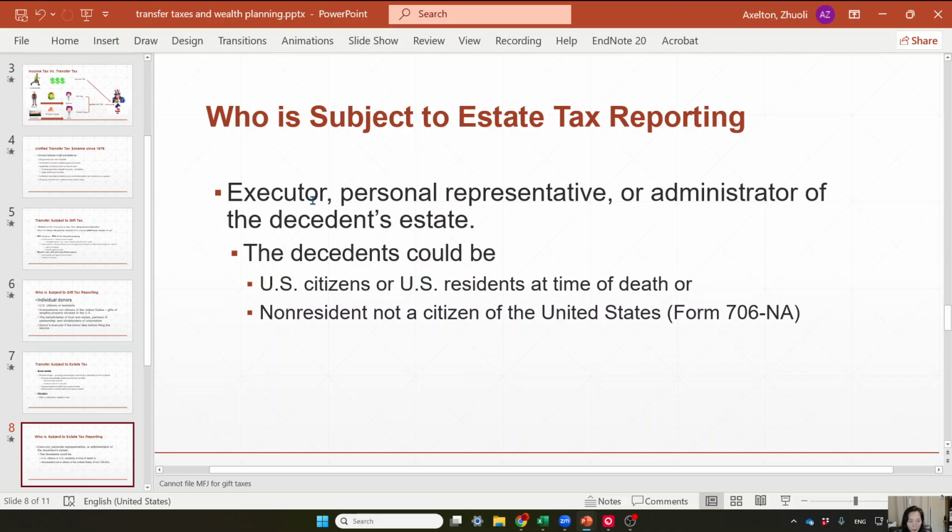Generally speaking, the executor, the personal representative, or administrator of the decedent's estate will be responsible for the estate tax reporting. These decedents could be U.S. citizens or U.S. residents at the time of death, or can be a non-resident, not a citizen of the United States, but they do have some estate situated in the U.S. So in that case, the executor of the estate will be responsible for the estate tax reporting.